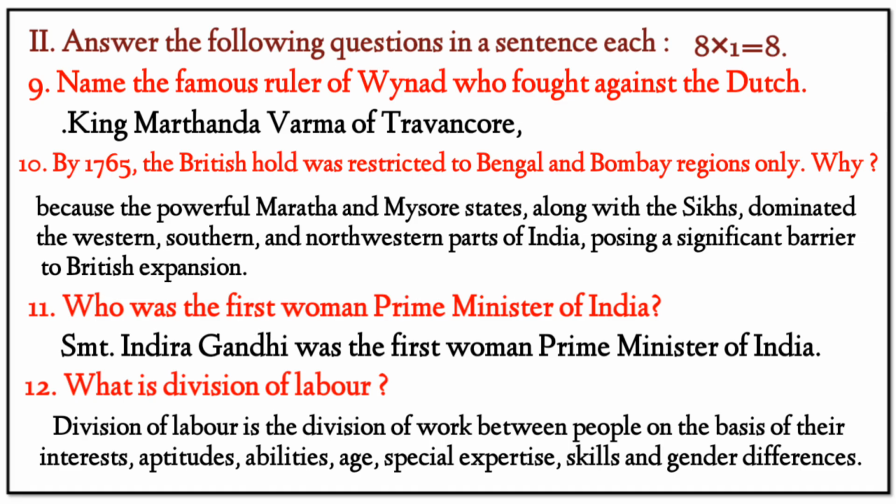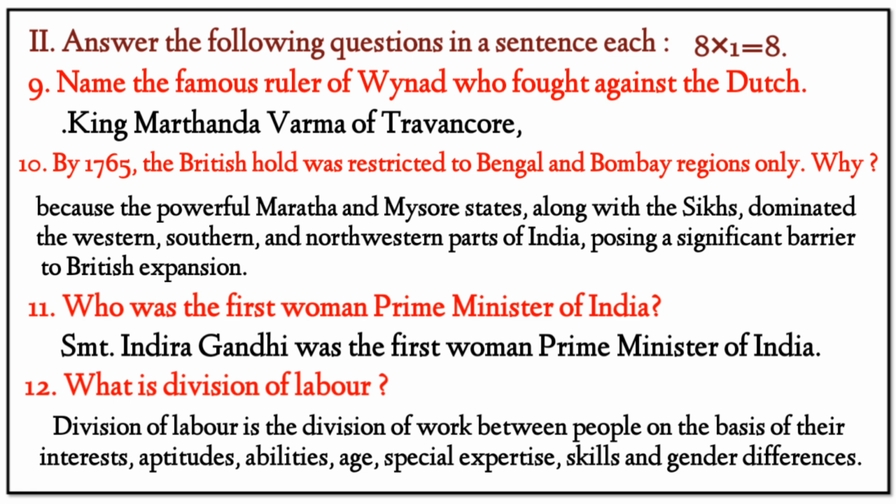Next, question number 2. Answer the following questions in a sentence each. Total number of questions is 8 and marks awarded 8. 9. Name the famous ruler of Venad who fought against the Dutch. Our answer is King Marthanda Varma of Venad, later Travancore.